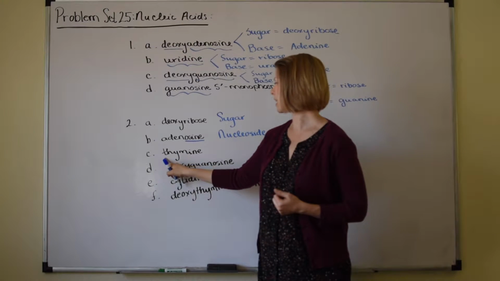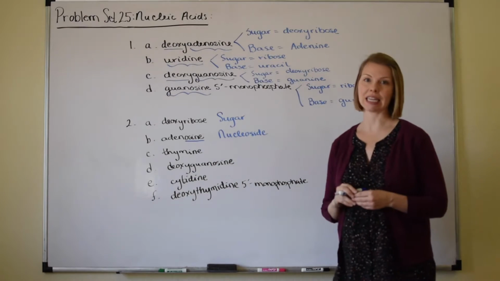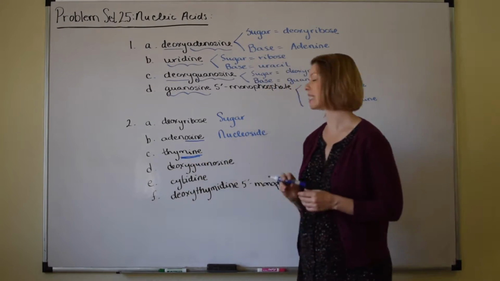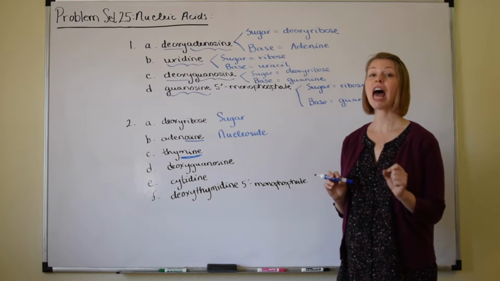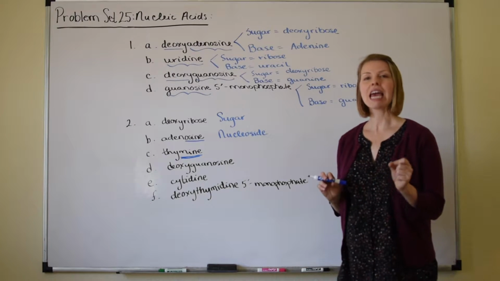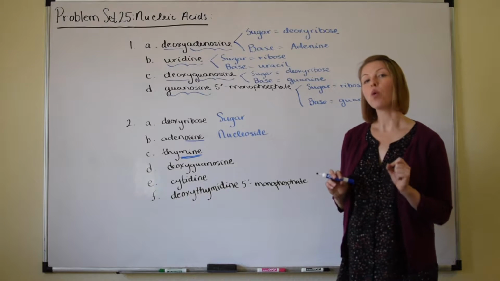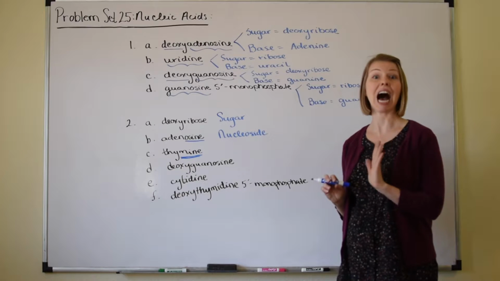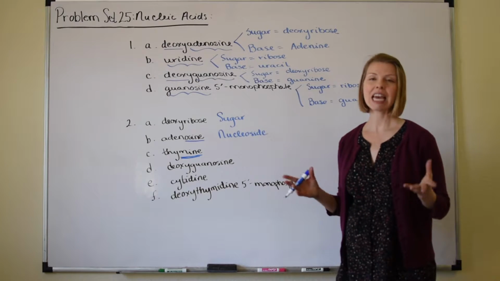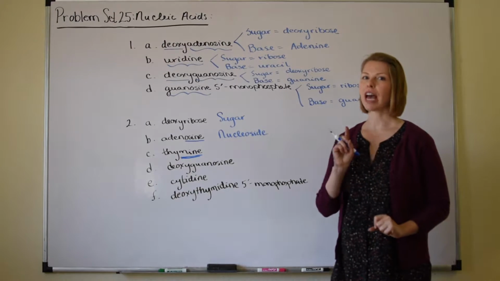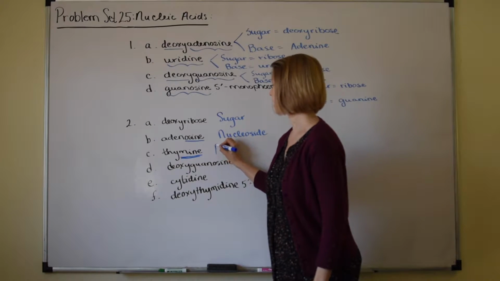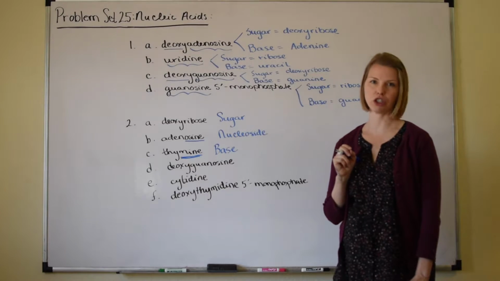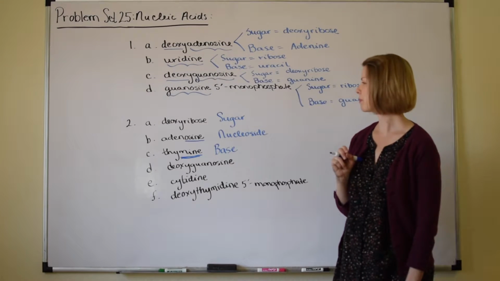Going on to C, we have thymine. Notice that the ending of the base name has not been changed. This is a pyrimidine. If it were linked to a sugar, we would expect the ending of the name to be IDINE, thymidine. It has not been changed, telling us that this is simply the free base. It's not linked to a sugar or a phosphate or anything else.